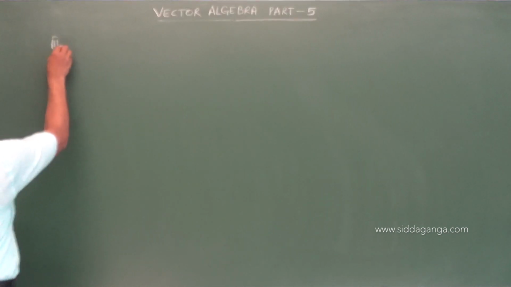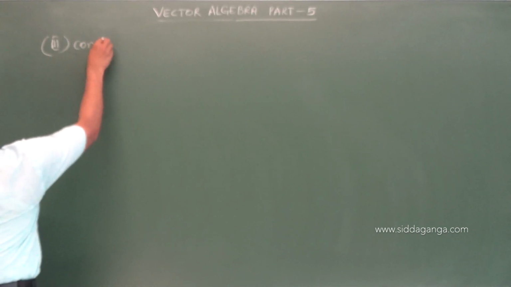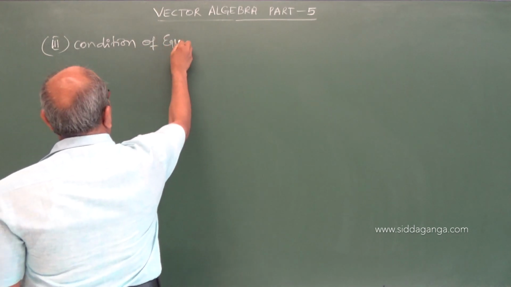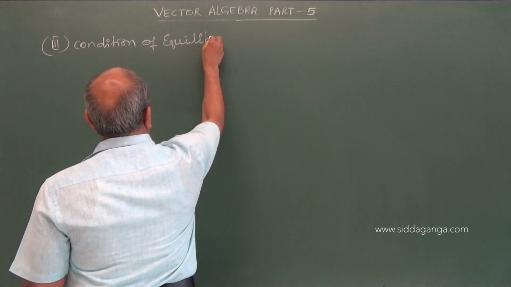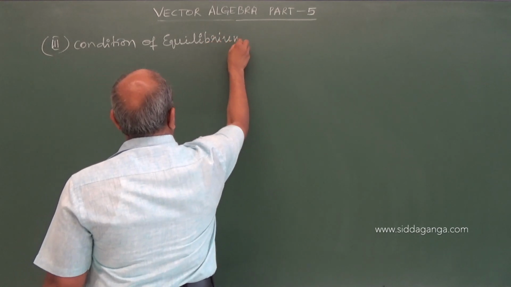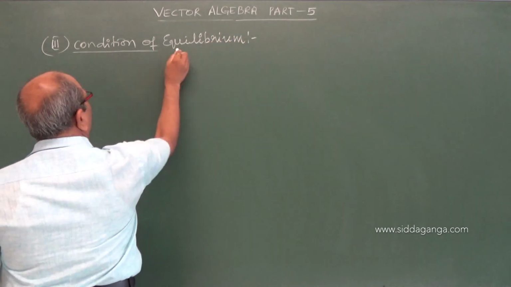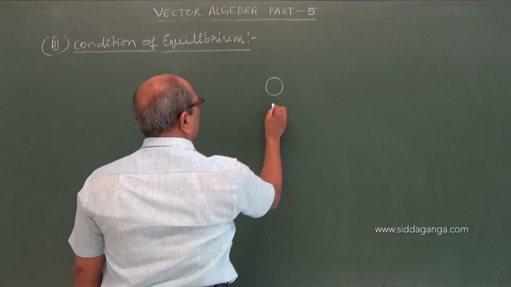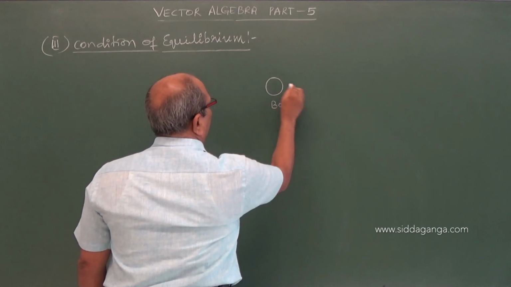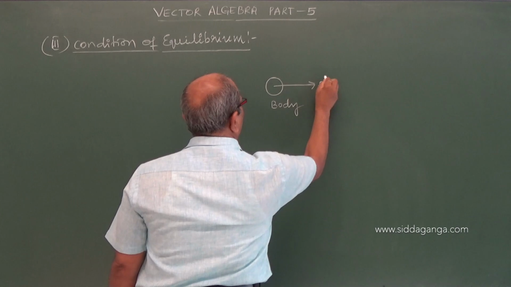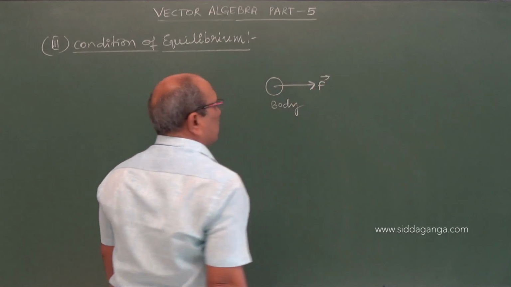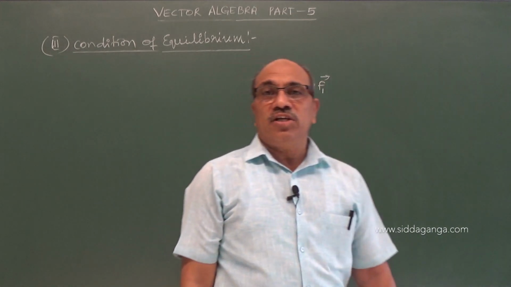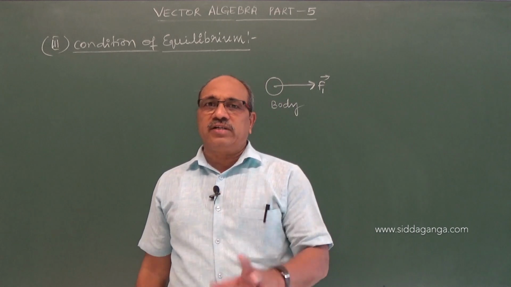Now I am coming to the condition of equilibrium. Suppose we have a body under the application of a force. Force is a vector, remember. When I apply the force F1, the body can, equilibrium means, under the action of vectors.